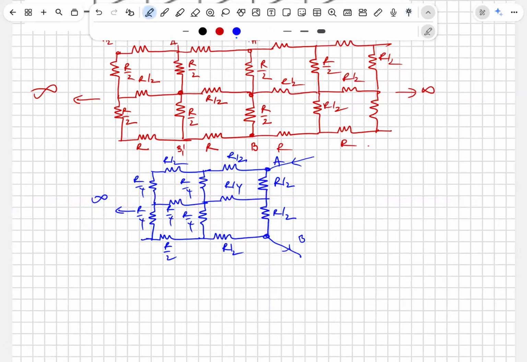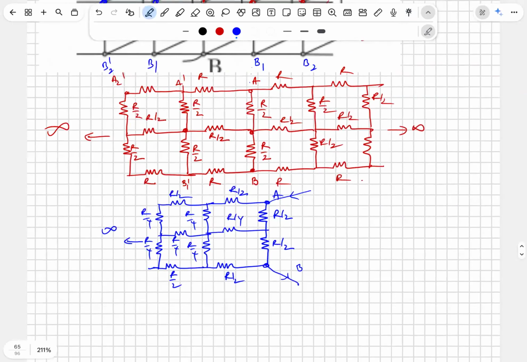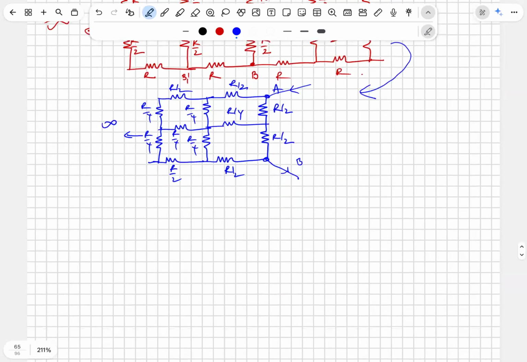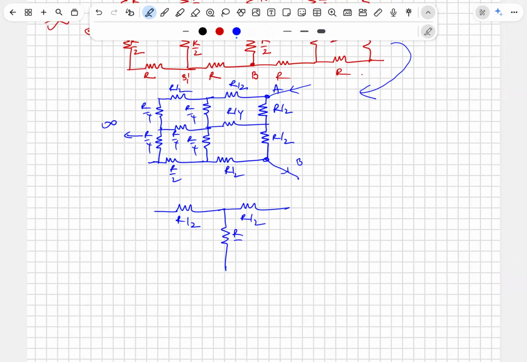Again, any doubt? See, please try to understand. Stage wise, I'm allowing you to question. First stage to second stage. Now second to third. Now third to fourth. So finally, what is there? R by 2, R by 2, R by 2, R by 2, R by 2.